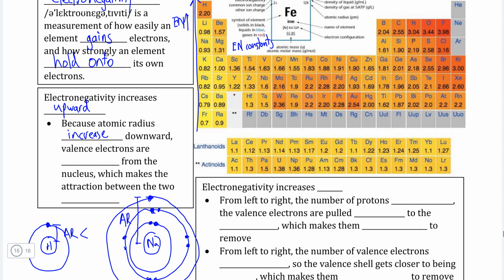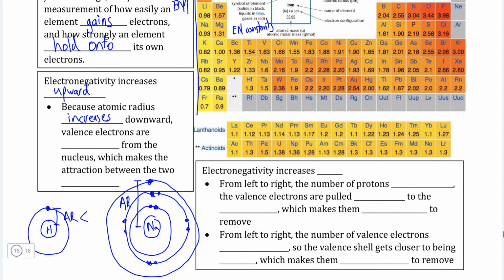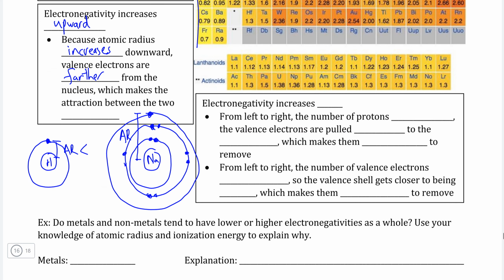It increases from top to bottom, meaning that valence electrons are farther from the nucleus as you get lower and lower and lower. And as we talked about with ionization energy, the farther away valence electrons are from the nucleus, which is where all of the positive charge in the element is, the weaker the attraction is between the nucleus and the valence electrons. And as this attraction becomes weaker, that means that you need less energy in order for this element to lose its electron.